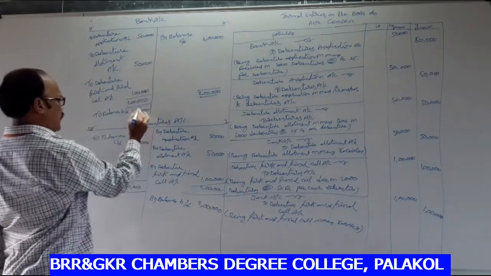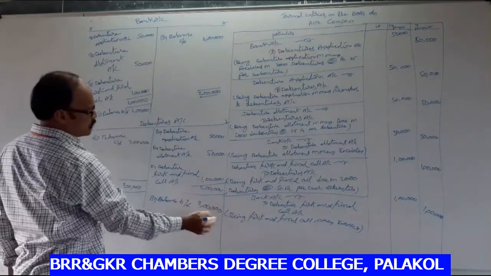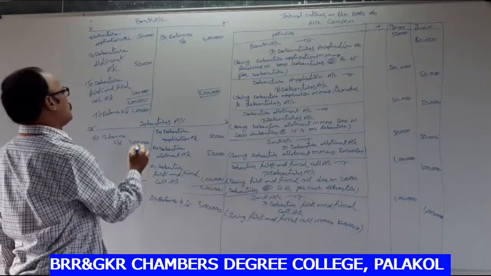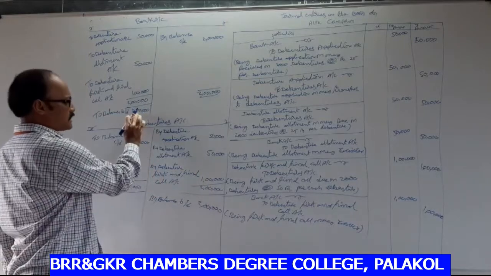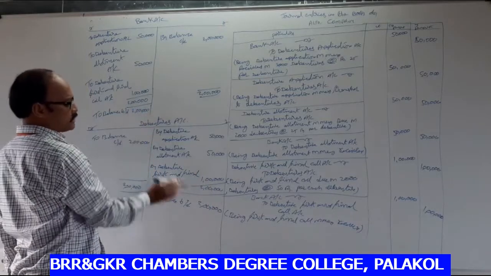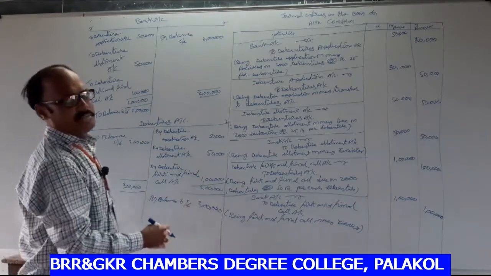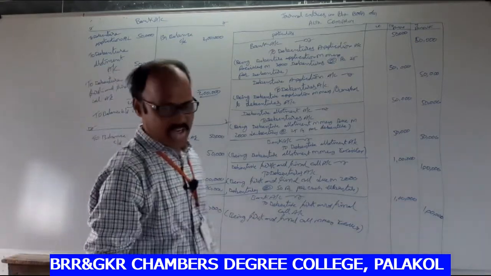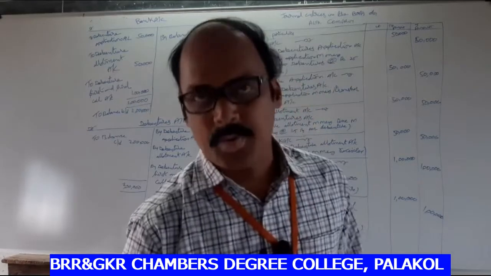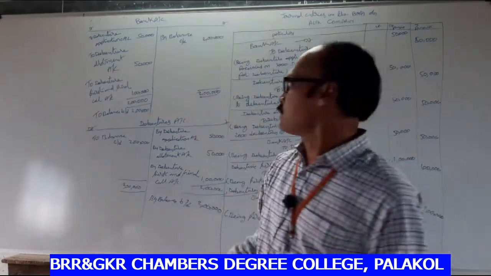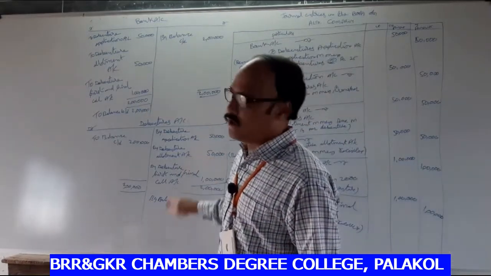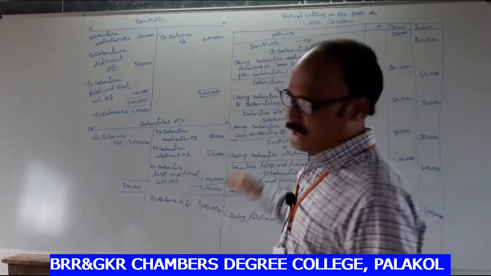Bank account shows the debit balance. Debentures account shows the credit balance. Okay. This is the asset side because it shows the debit balance. This is the liability side because it shows the credit balance. This is the preparation of ledger accounts in the books of A Company Limited.